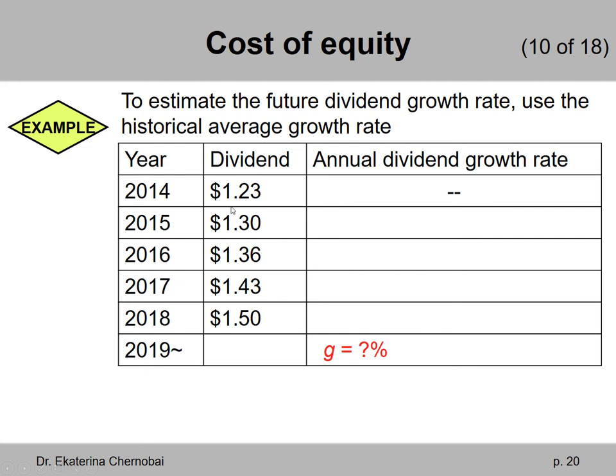We don't know the growth rates, but we know the dividend amounts in dollars. Can we find the growth rates? Can we find the annual dividend growth rates? What about going from $1.23 in the year 2014 to $1.30 in the year 2015? What's the implied growth rate in this dividend amount?